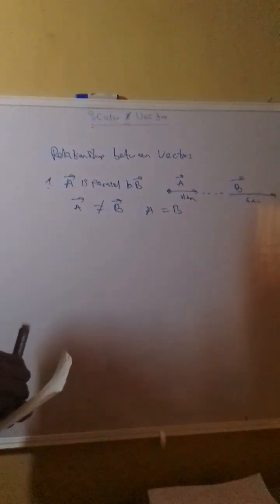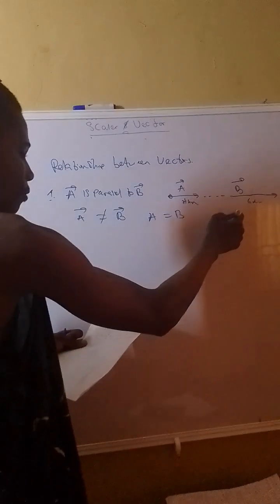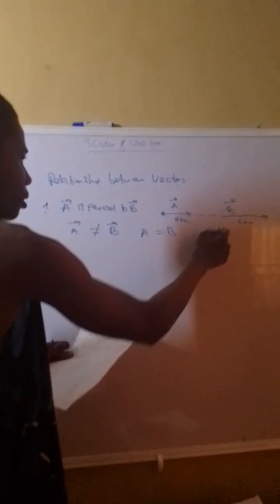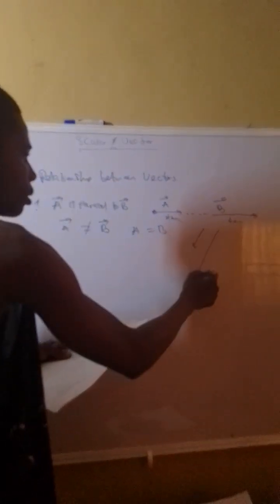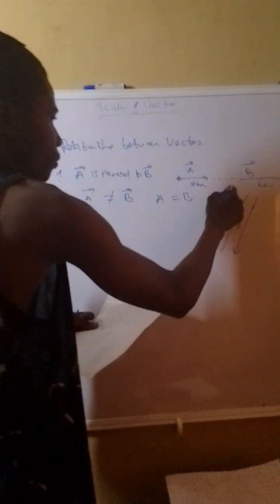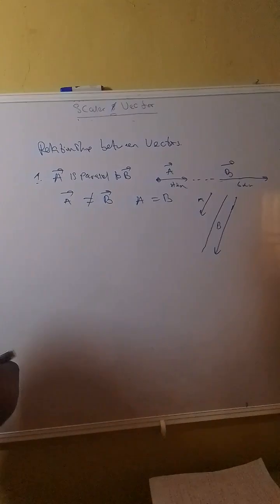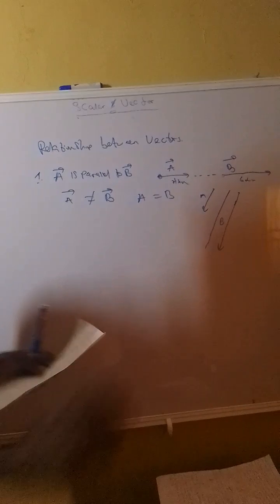That is one important thing. So this is how we can notate it. Let's say like this, vector A, and like this, vector B. As you can see, they are parallel lines, right? So they are parallel to each other, but they are not equal. Do you get what I'm saying?